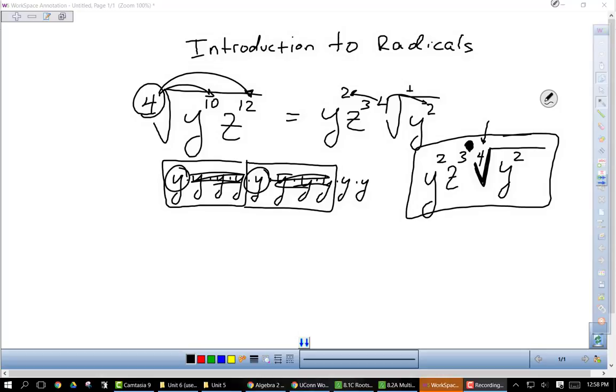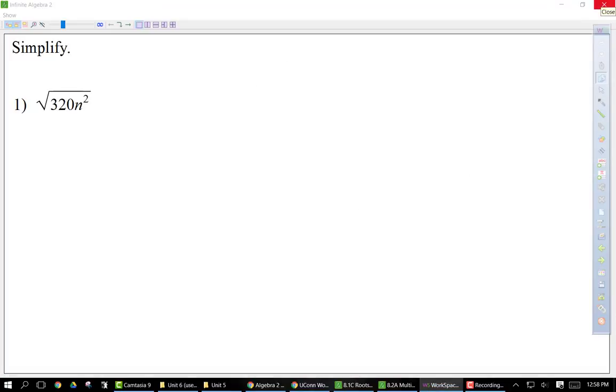Now let's get into some examples for this particular section. So on the board, here we go. Here's question 1 on your packet. And so this is now a square root. Remember, there's a little 2 kind of invisible, but it's implied that it's a 2, it's a square root. So I'm going to take the 320. Remember, I said the easiest way is to probably factor this with prime factorization.